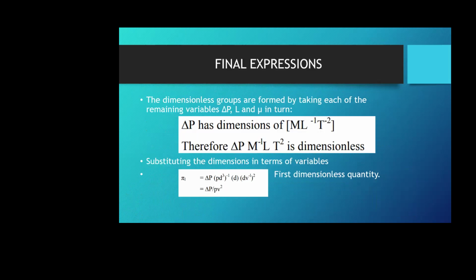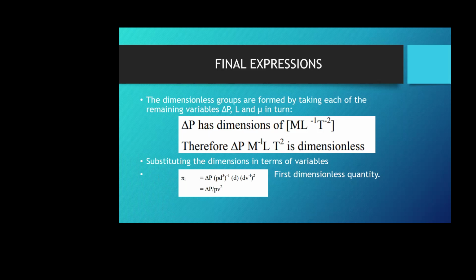I mean, I can start to create dimensionless quantities. For example, delta P has these dimensions, I know. And I want to create a dimensionless quantity with delta P. What should I do? Divide by these dimensions. If the dimension of delta P is M, L to the minus 1, and T to the minus 2, obviously, if I multiply delta P by the opposite units, M to the minus 1, L, and T squared, this quantity is dimensionless. But I want to express it as a function of the variables of the problem.